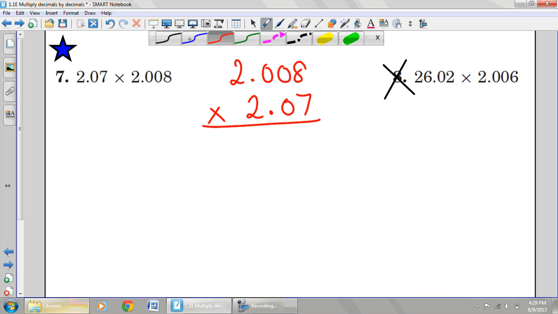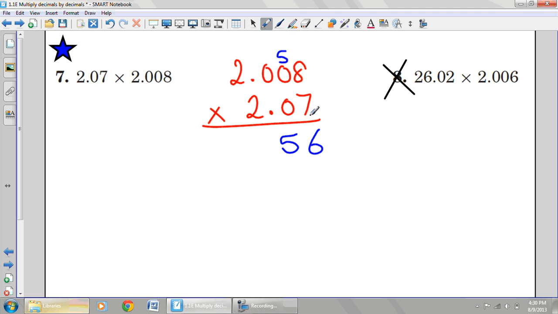Now, once again, watch the most important thing. I did not line up the decimal point, nor did I line up the numbers. It doesn't matter. 8 times 7 is 56. 7 times 0 is 0 plus 5. 7 times 0 is 0. 7 times 2 is 14, plus 1 is 15. Now, this is done. And since I'm done with the first digit, I'm putting a happy 0.